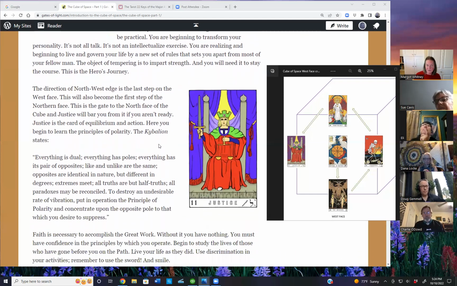So the direction of northwest is the last step on the west face right here. This is the gate to the north face of the cube, and justice will bar you from it if you aren't ready. Notice she's holding a sword. In fact, the only character that holds a sword is the feminine. Discrimination, chopping away all the stuff you don't need, and also keeping all you want to work on.